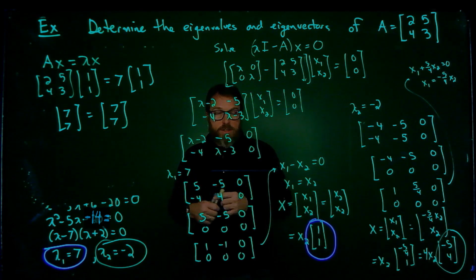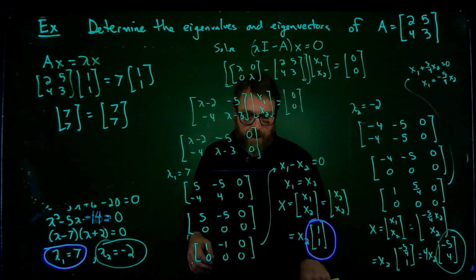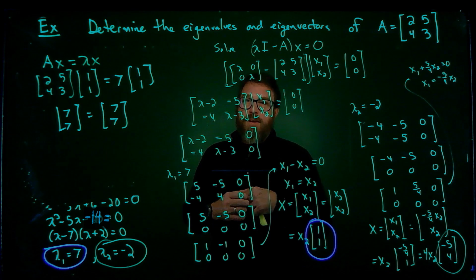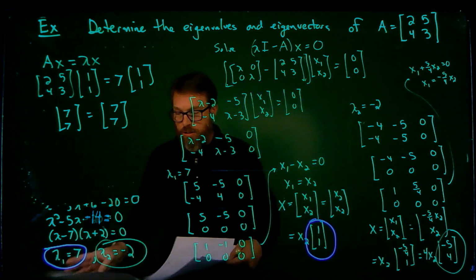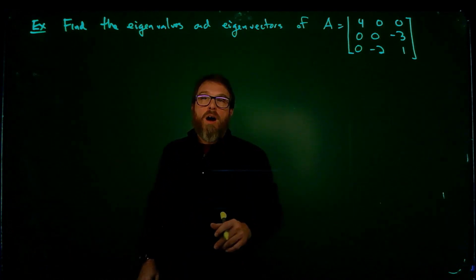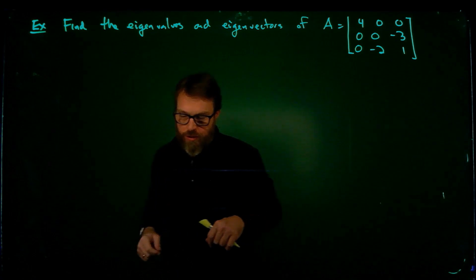So let's do one more that's a 3 by 3. It's just a little messier. I'll show you how to find the 3 eigenvalues. I'll show you one eigenvector, and I'll leave the other 2 eigenvectors as homework. All right, so find the eigenvalues and eigenvectors for this 3 by 3, and I threw a bunch of zeros in it to make this quick for us.